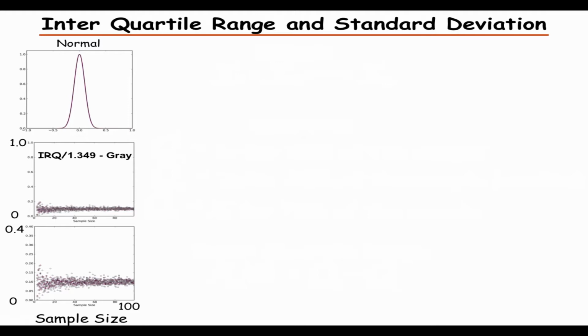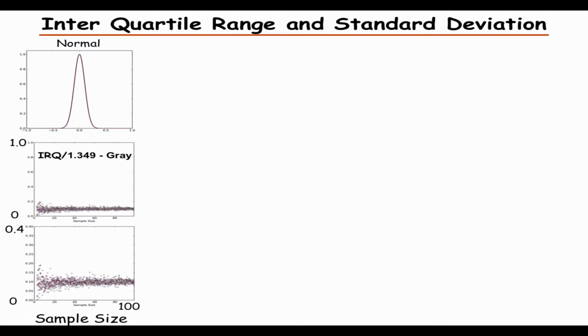So now, for the normal distribution, the interquartile range and the standard deviation are related, and one can calculate what the ratio is. So what I've done here is to scale the interquartile range by dividing it by 1.349, which should put it on the same scale as the standard deviation. And then we see that the gray and the purple overlap quite well.